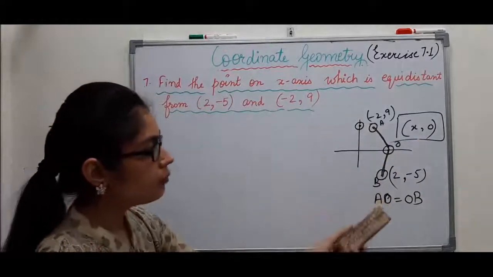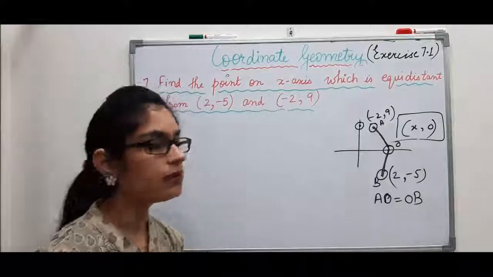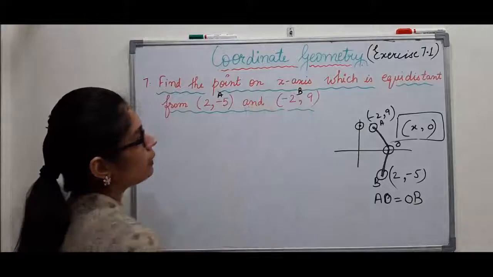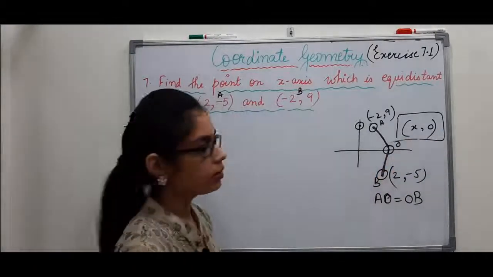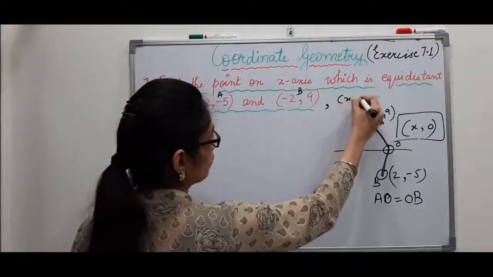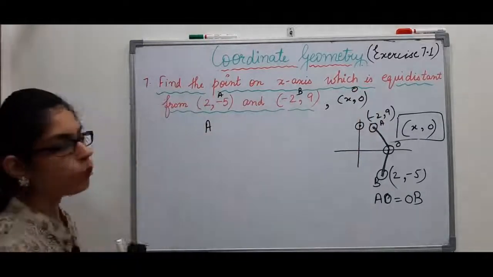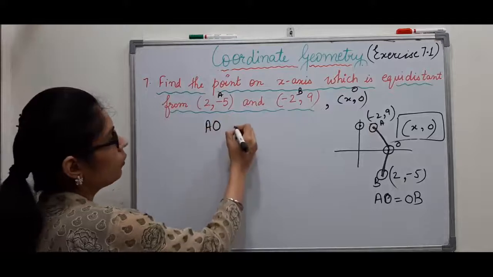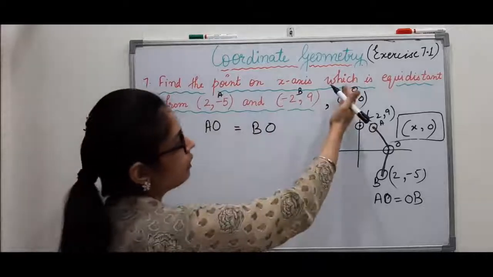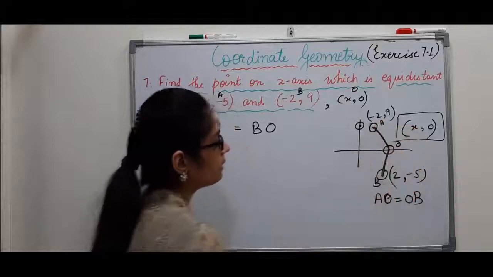So we'll consider this and try to find the point, and again you have to apply the distance formula. So I have named this point as A and this point as B, and one point is which is given to you, x and 0. So assume this point as O. So AO is equal to BO. This thing is given to you. See, they have written equidistant. So I have explained to you also, this distance is equal to this distance.